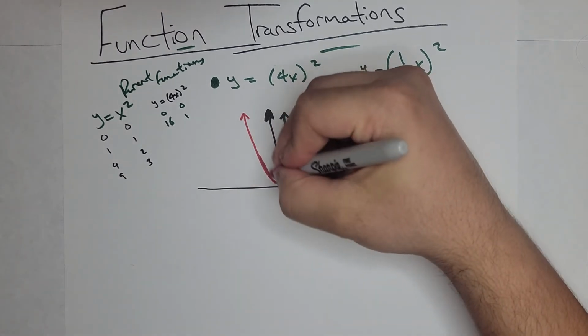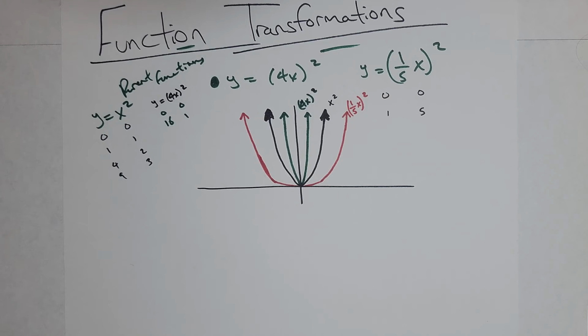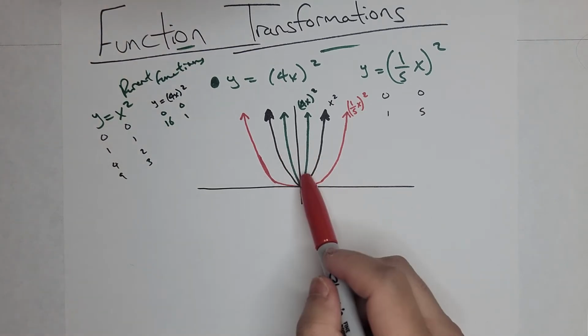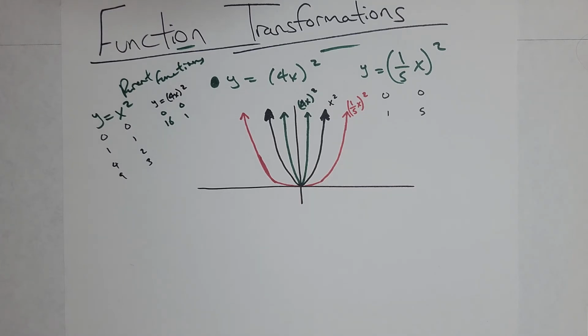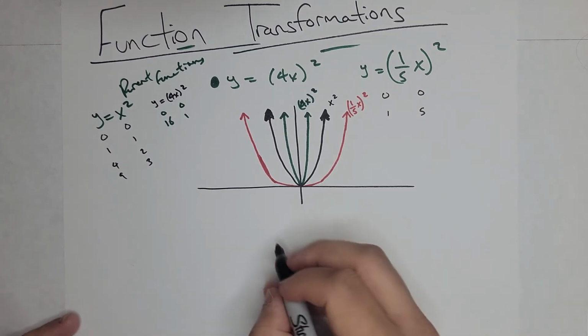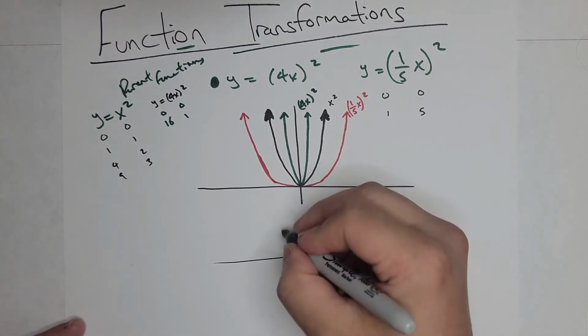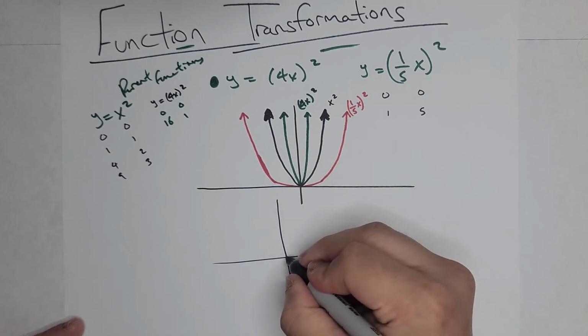Is how we can see how these function transformations impact our function. And we'll do one more. Let's do our absolute graph. If you remember the absolute one.